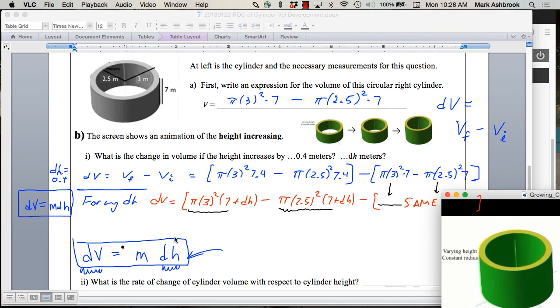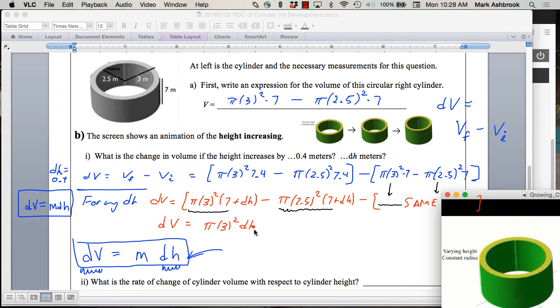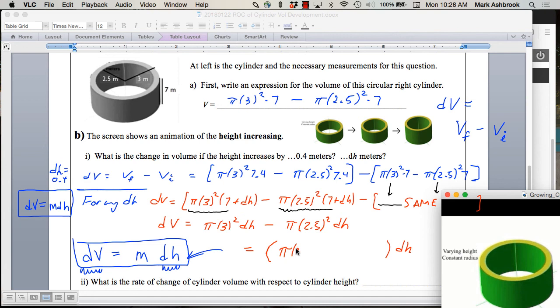And so then what will be left? It will be left pi times 3 squared times dH minus pi times 2.5 squared times dH. It would get too ugly if I wrote everything out. Can you follow the algebra in your head there? We're almost there, right? We've almost got dV equals something times dH. So what is that something? Can we now write that as something times dH? Pi times 3 squared minus pi times 2.5 squared.